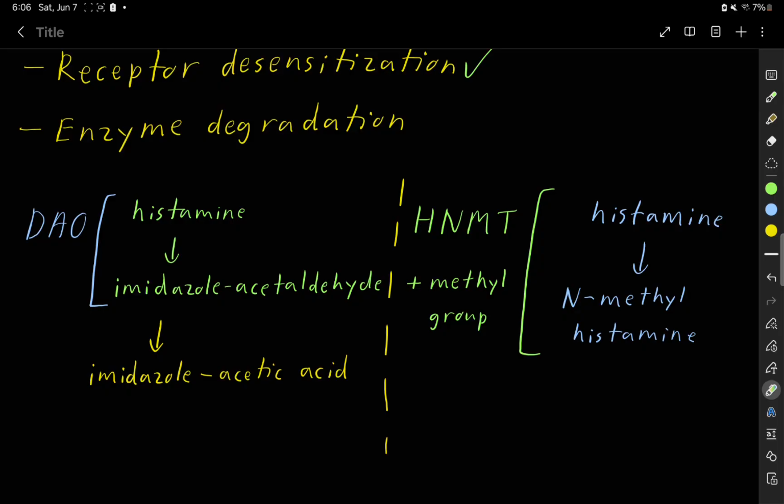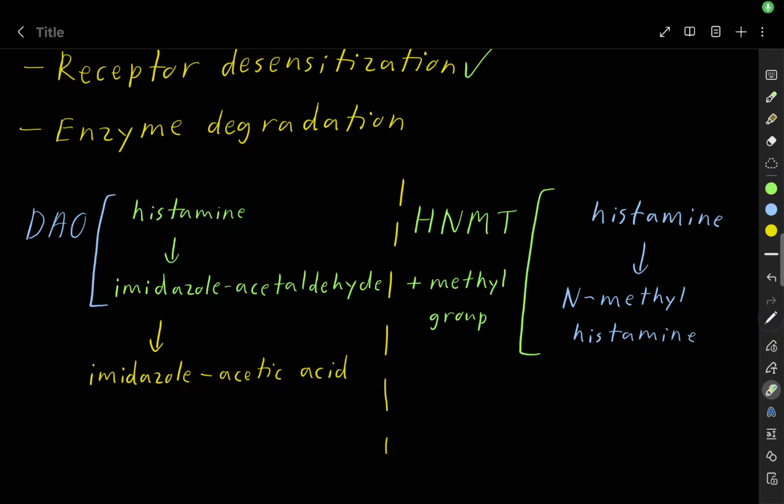And then your second enzyme is HNMT, or histamine N-methyltransferase. As the name methyltransferase suggests, it adds a methyl group to histamine, turning histamine into N-methylhistamine, effectively deactivating it.